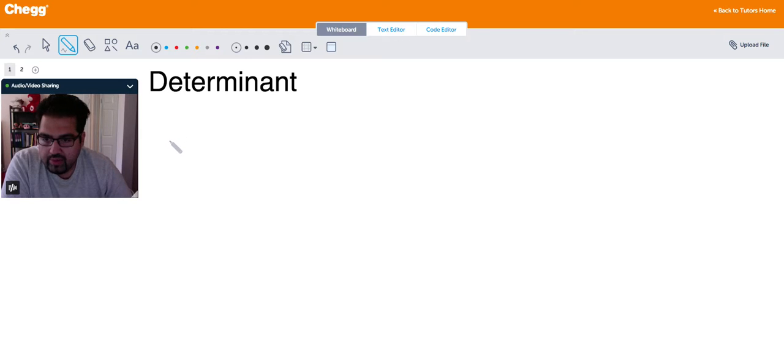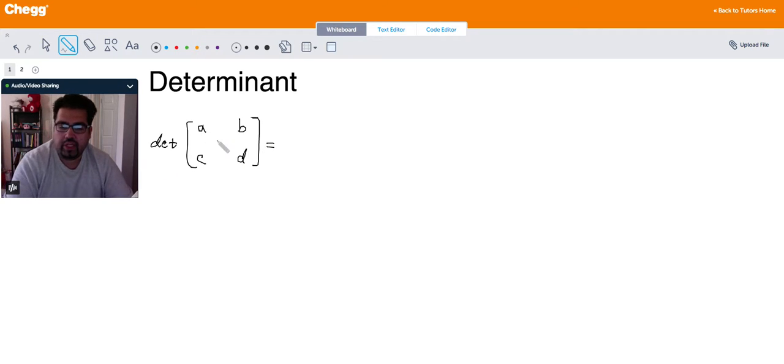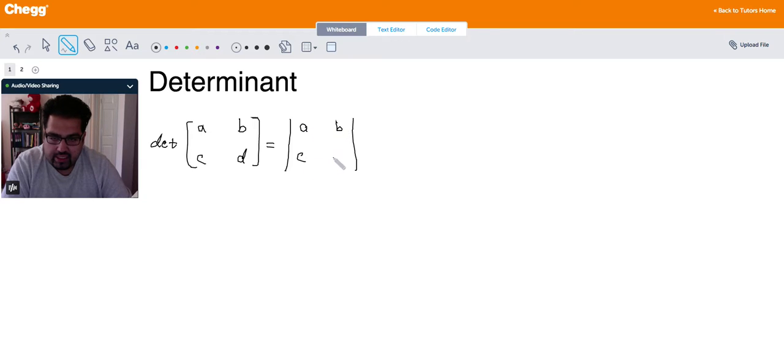So assume that we have a matrix A, B, C, D, and I would like to take the determinant of this matrix. The general way that they show the determinant is by putting two parallel lines, not brackets. So A, B, C, D.